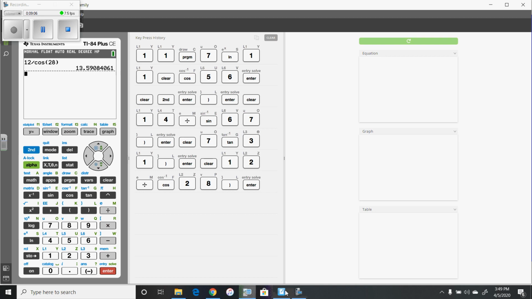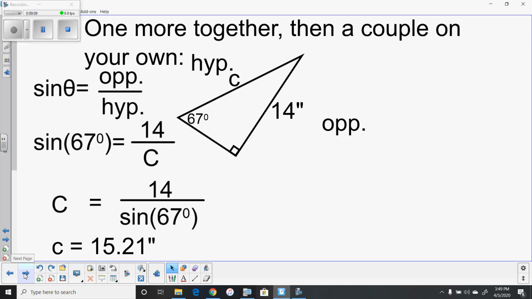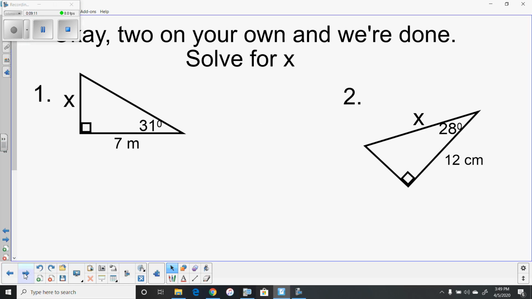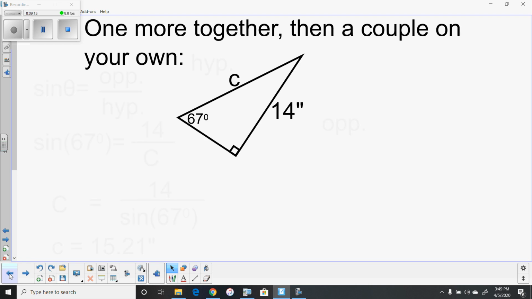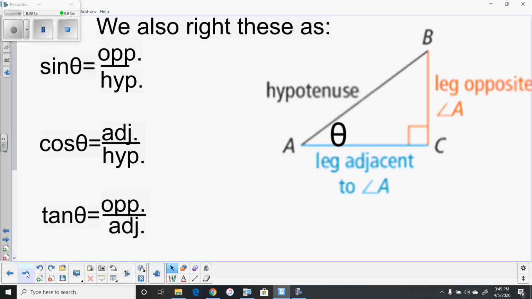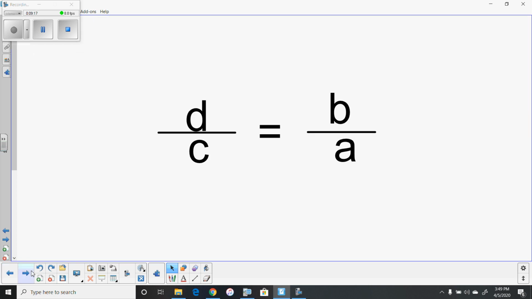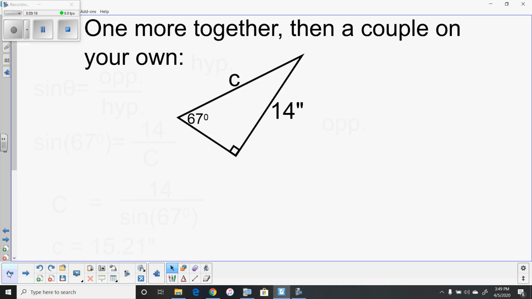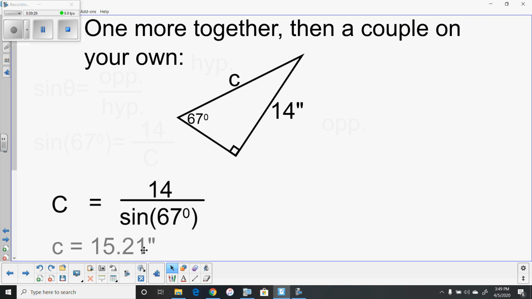Here's what it looks like in the calculator. Oops, apologize. Nope, I don't have a screenshot of that. But you can just do 14 divided by sine 67 directly into the calculator, and it should give you 15.21.